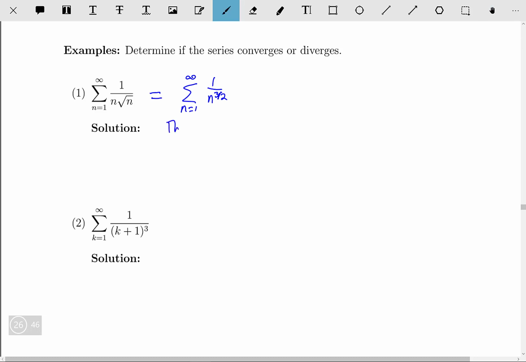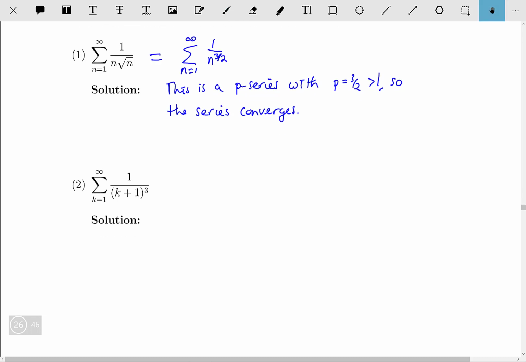And so this is a p-series with p equaling 3/2, which is greater than 1. So we know that the series, what is it? That's right, it converges.